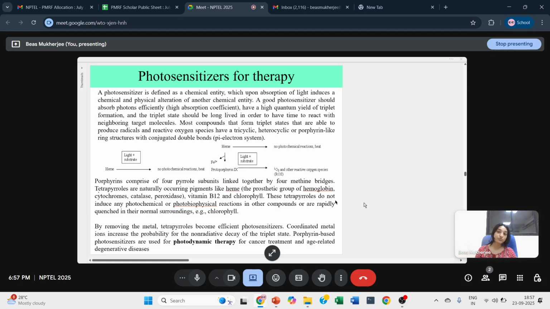These tetrapyrroles do not induce any photochemical or photobiophysical reactions in other compounds, or are rapidly quenched in their normal surroundings, for example chlorophyll. By removing the metal, tetrapyrroles become efficient photosensitizers. The coordinated metal ions increase the probability of non-radiative decay of the triplet state. Porphyrin-based photosensitizers are used for photodynamic therapy for cancer treatment and age-related degenerative diseases.